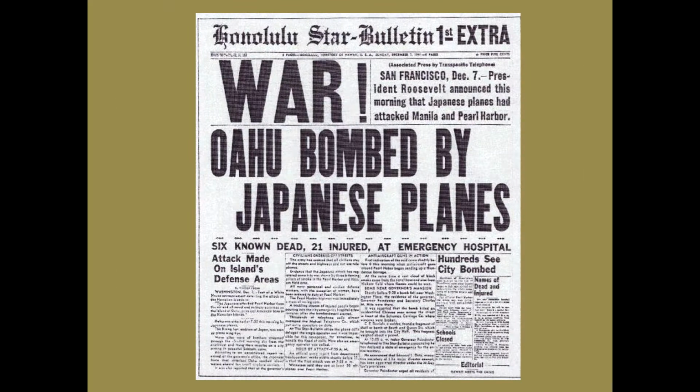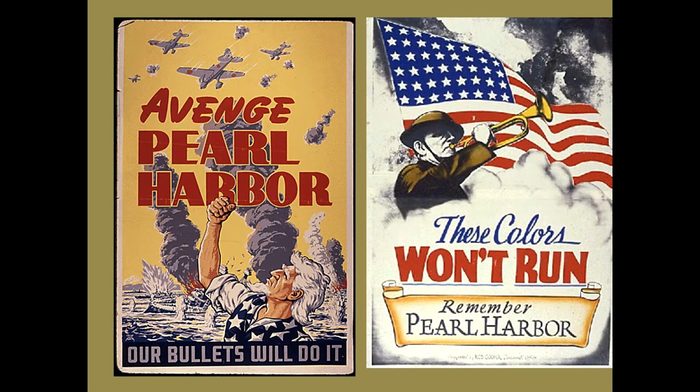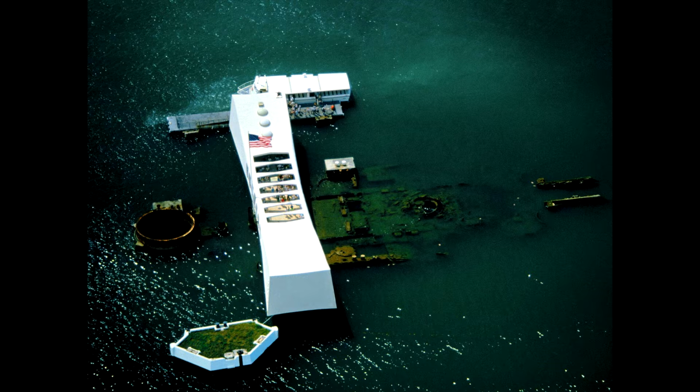These are just some newspaper headlines. What I find interesting here is that this was on the day of the attack, and it says 6 known dead and 21 injured, and then by the time it was all over, there were 2,400 that were dead. These are just some propaganda posters that came out after the attack.